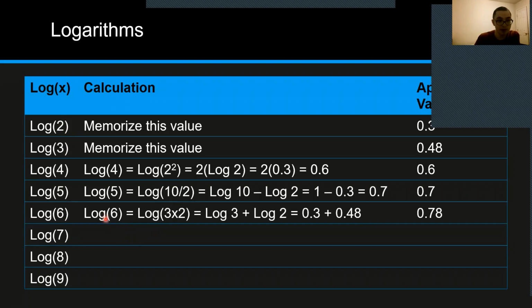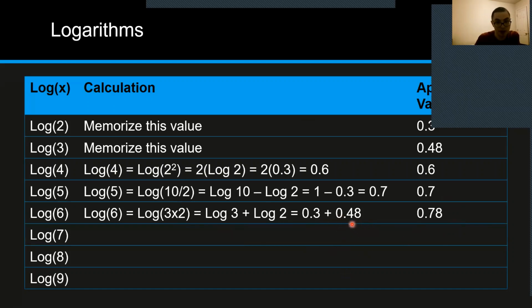So we have log of 6 is equal to log of 3 times 2. And that's true because 3 times 2 is 6. We can break this down into log of 3 plus log of 2, right? This becomes 0.3 plus 0.48. So we can evaluate and find out that log of 6 is 0.78.